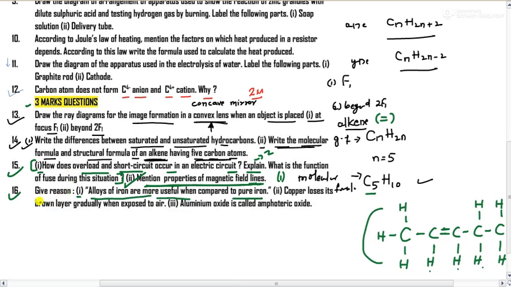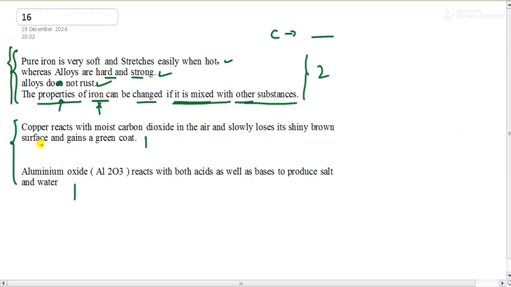What is the next question? Question number 2. Copper loses its brown layer gradually when exposed to air. So what is the answer? Because it reacts with moist carbon dioxide. This is very important, so you have to underline this carbon dioxide. It reacts with moist carbon dioxide in the air and slowly loses its shiny brown surface and gains a green coat. This green coat is mainly due to the moist carbon dioxide present in the air. So this is an example of corrosion.